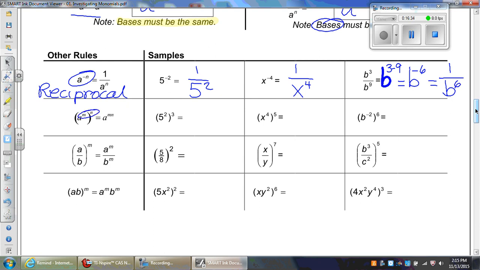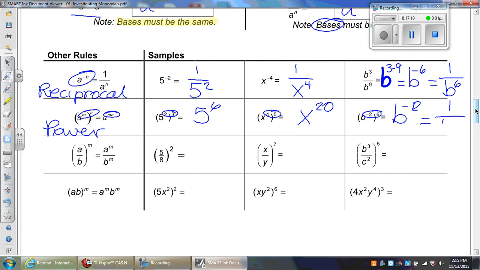Now here we have this one, which is called the power rule. And so we need to multiply the exponent. So in this case, 2 times 3 is 6. So we'll have 5 to the power 6. The next one, 4 times 5, that is 20. So we will have x to the power 20. The last one for this row, it will be negative 2 times 6. So that will be b to the power negative 12. And here we need to leave it with a positive exponent, so it will be 1 over b to the power 12. So let's write that down here. No negative exponents.